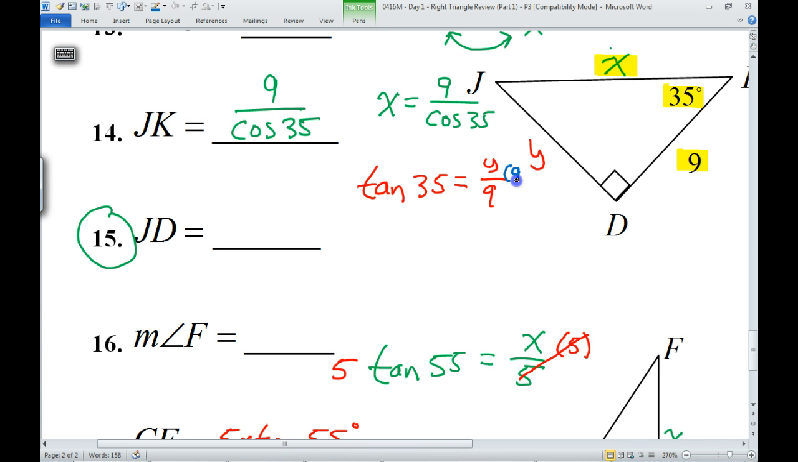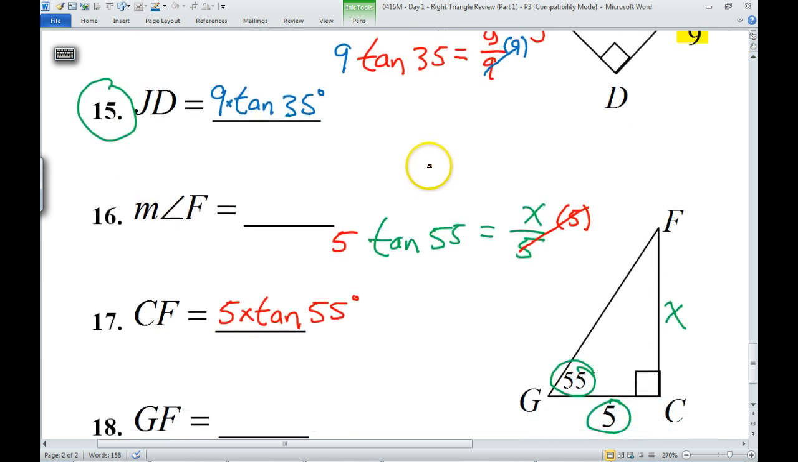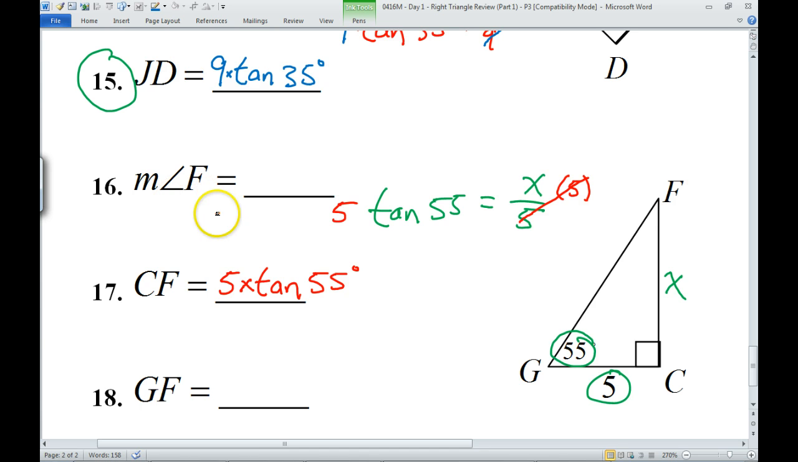Right, I will multiply both sides by 9 like this. That way these 9s will cancel out. So as an expression, I would have 9 tangent 35. Okay, that would be the expression that would give you JD. And again, they might put a little times in there. You never know, so don't be thrown by that. See what else we skipped.